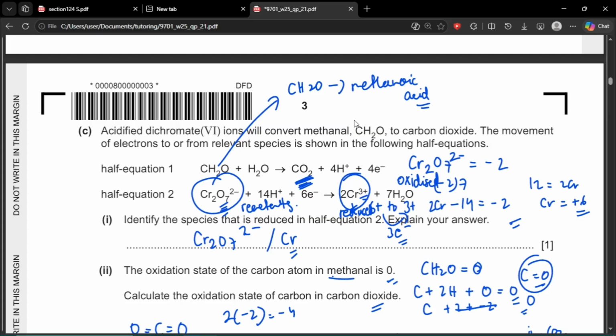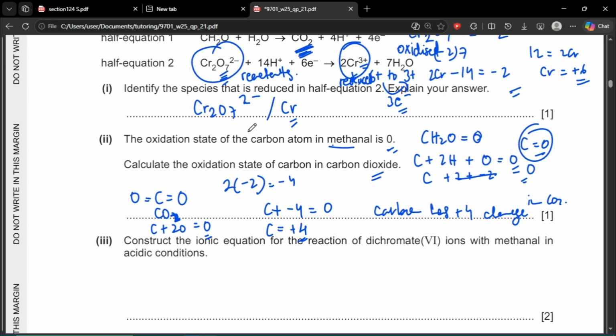Any aldehyde, not ketone, sorry, but any aldehyde, they definitely form, they always form a carboxylic acid. Like always. Whenever it's oxidized or slightly heated, or slightly acidified, it definitely forms carboxylic acid. So here, you go from methanol to methanoic acid, and then you can go to carbon dioxide if you oxidize this. Otherwise, you can't go straight away to carbon dioxide.